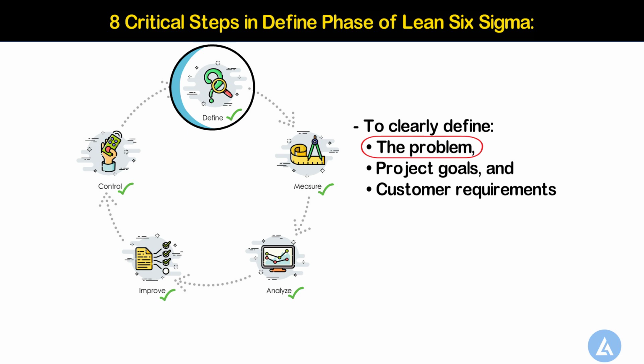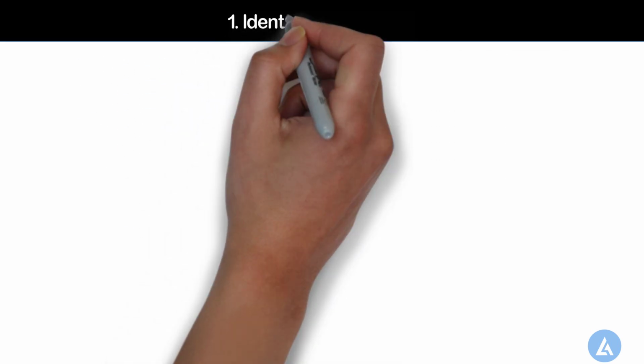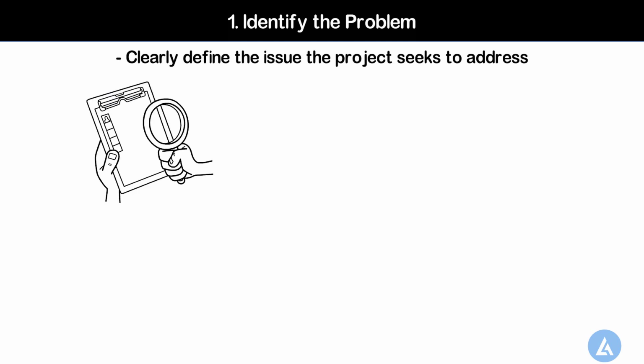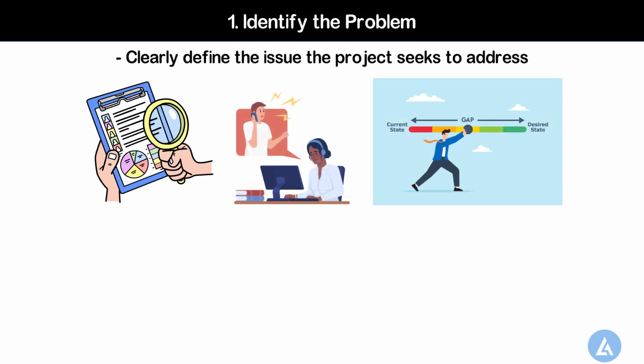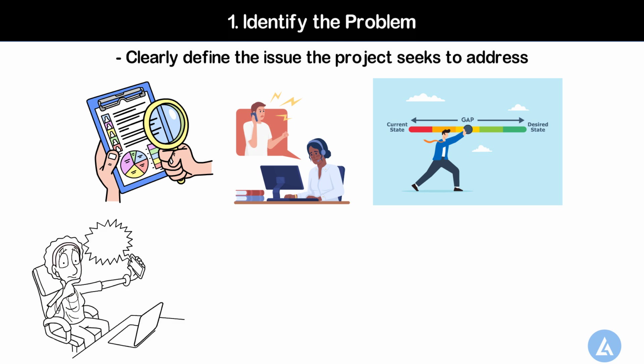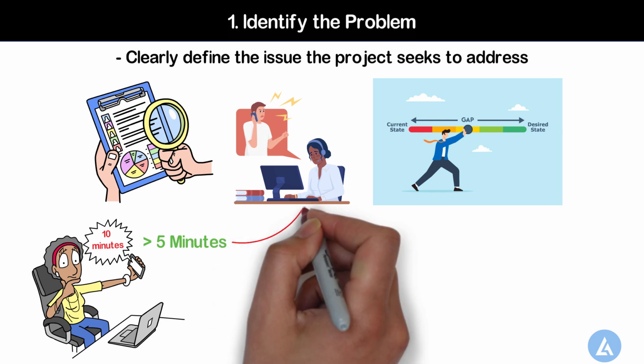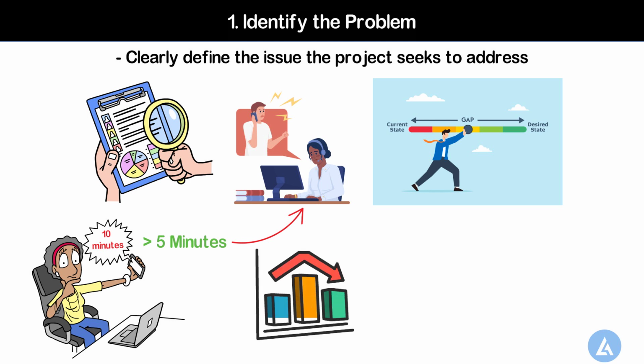The first and most important step in the define phase is to identify the problem. In this step, we clearly define the issue the project seeks to address based on observations, complaints, or gaps in performance. For example, the call center receives customer complaints about long response times. The average time to respond to a customer inquiry is 10 minutes, which is higher than the industry standard of 5 minutes. This delay is leading to customer dissatisfaction and loss of business.